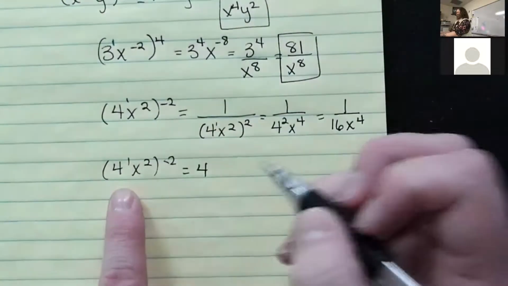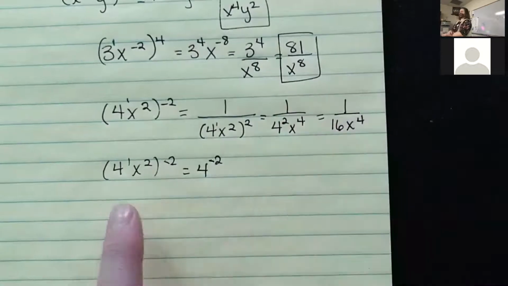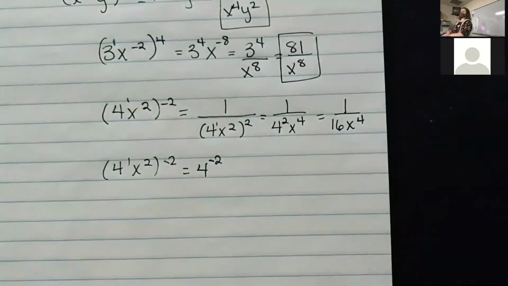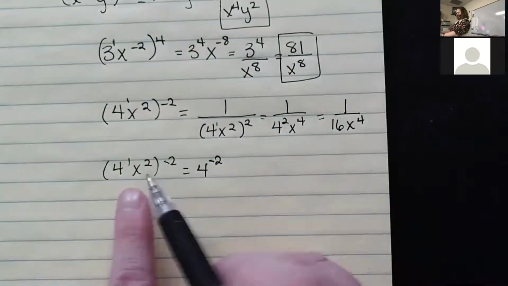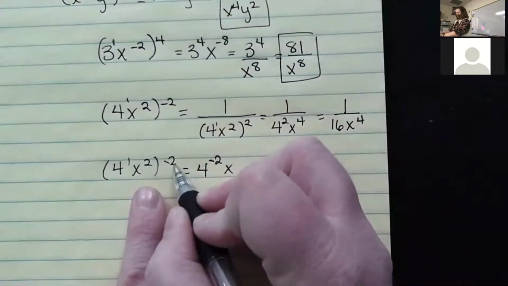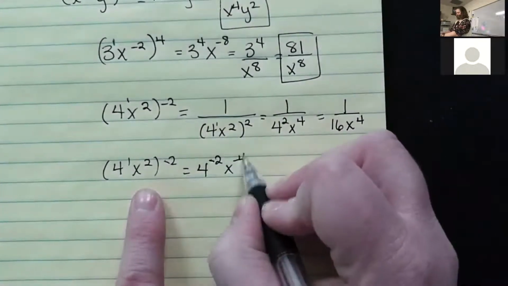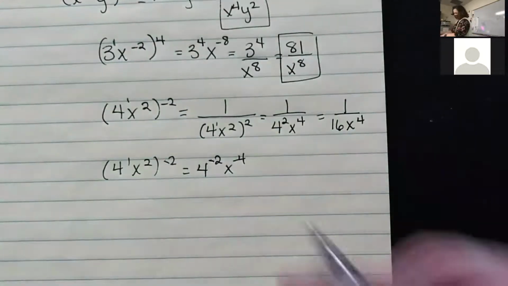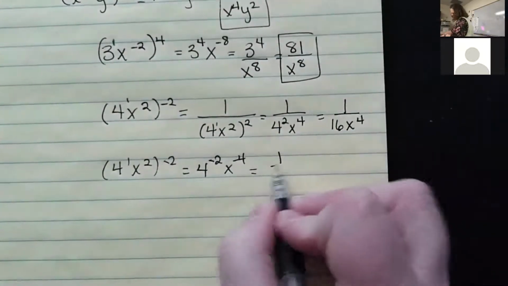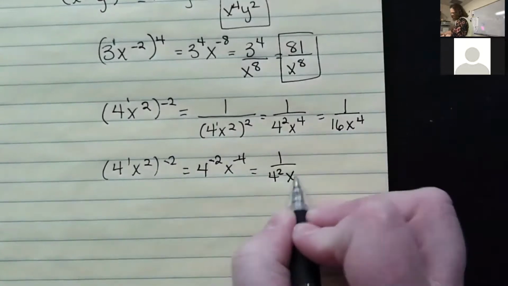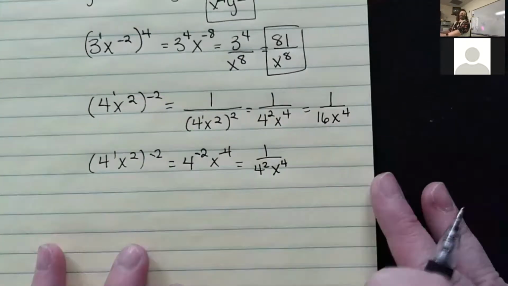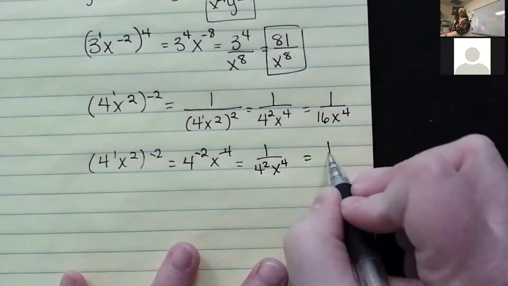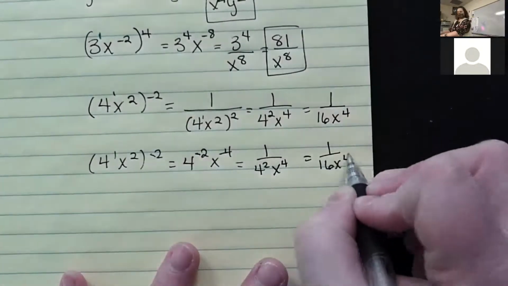Negative 2 times 1 is negative 2. Paying attention? X to the 2 times negative 2 is negative 4. Oh, I can't have those upstairs. They need to go downstairs. Both of them are unhappy, so you have to bring both of them down. Does it end up being the same answer? Yes. There's always more than one way to solve a math problem.